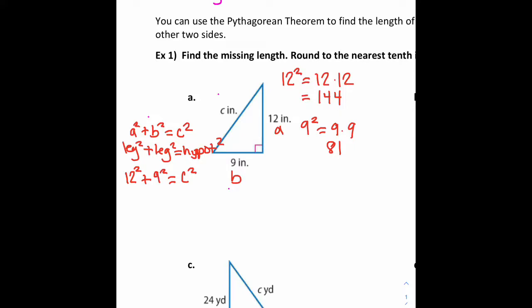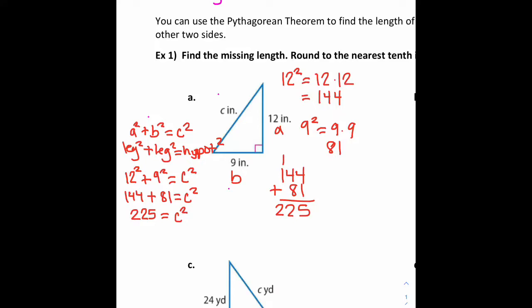Okay, so let's go ahead and work this out. That's going to be 144 plus 81. Remember, we have to do our exponents first. You can't add and then square. You have to do exponents first, then addition. Now we have that equaling c squared. So let's go ahead and combine our like terms over here. These are both constants, so 144 plus 81. Okay, that's going to give you 225. So you have 225 equals c squared.